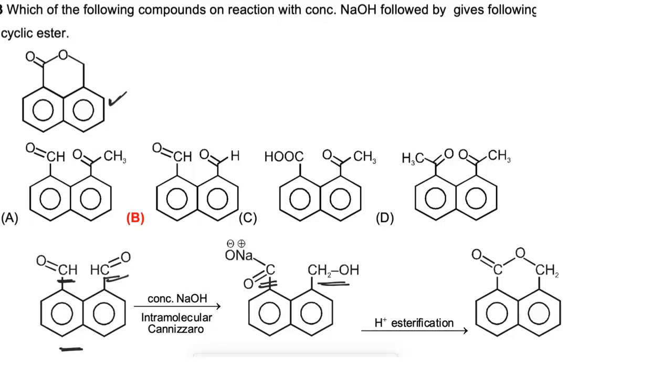So on acidification, first this salt gets neutralized to form acid and alcohol, and the acid and alcohol under acidic medium on heating give an esterification reaction. So a cyclic ester is formed as the product, and hence the correct answer is B.